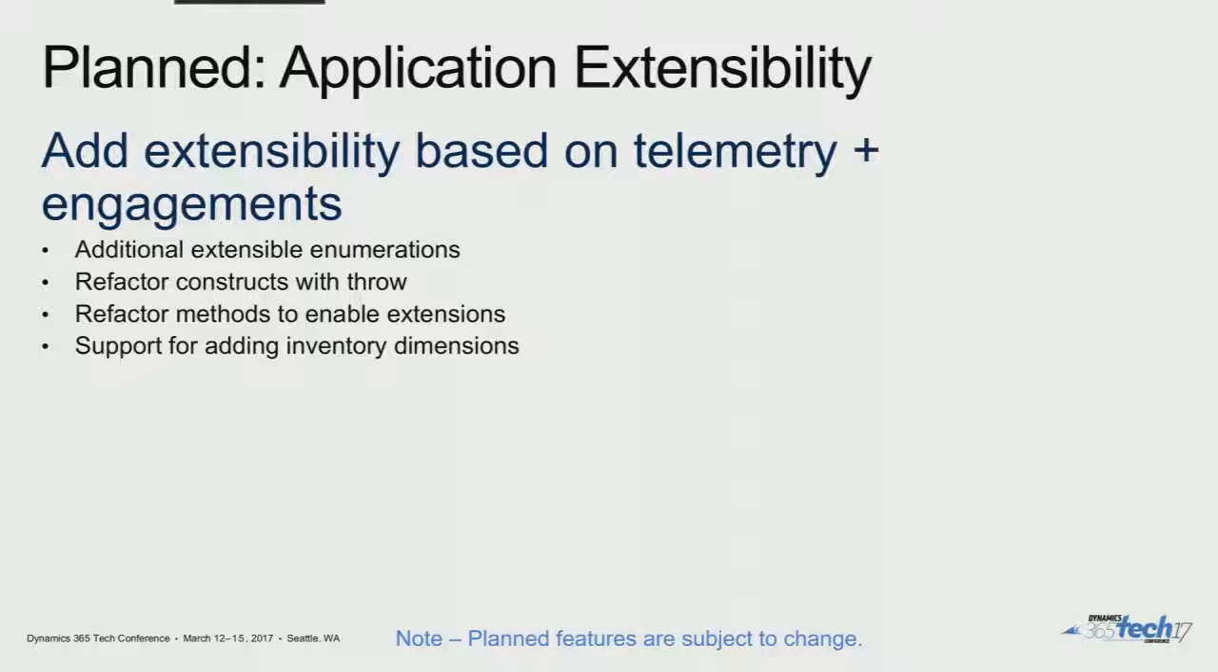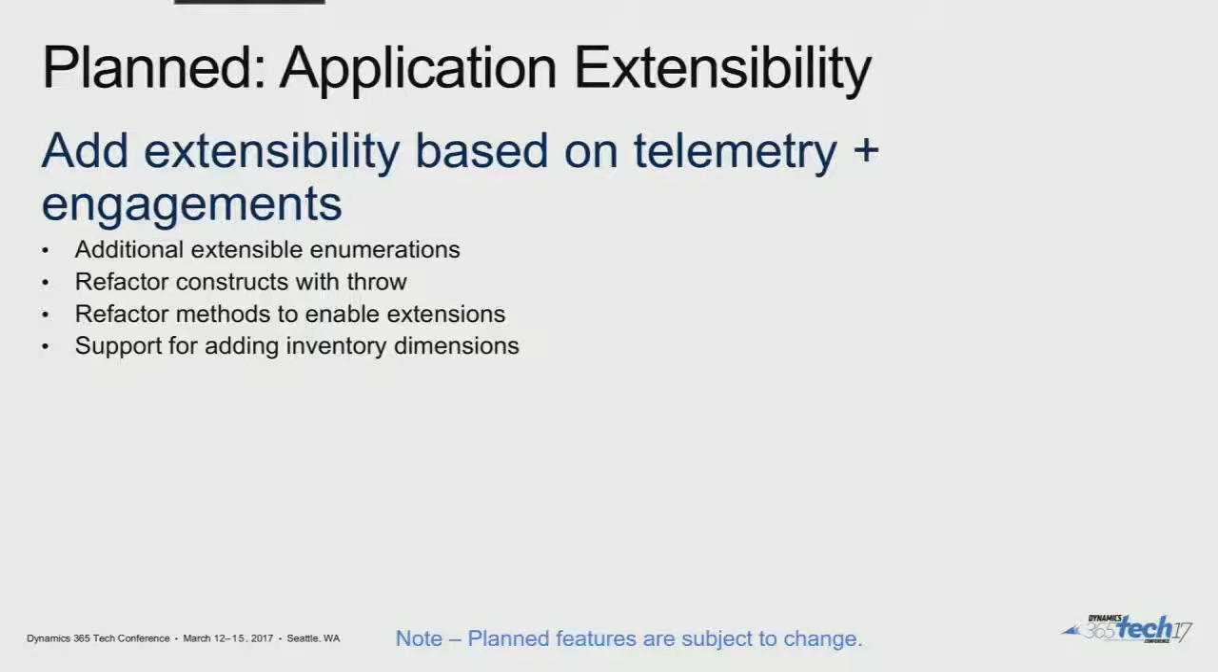And the real reason is because there's categories of things that we have to do on the application side. Enums, we're going to continue to open those up. There's method overlayering needs, the constructs with throw and large methods. And then there's some other areas where we have to take a step back and see where we need to make functionality extensible in the product.